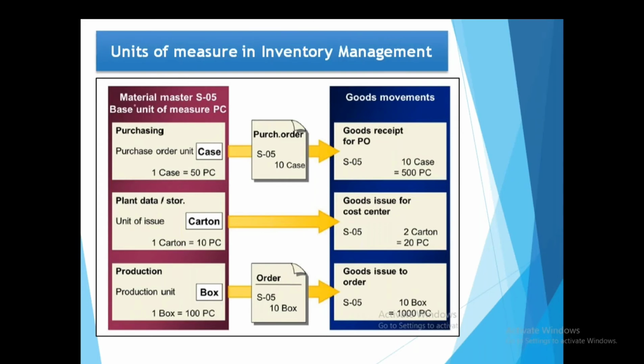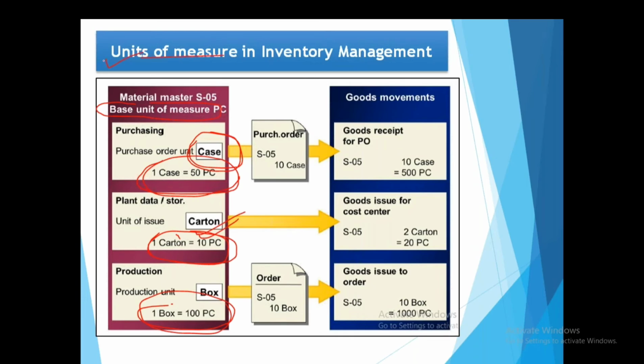You may have a base unit of measure, but when you are ordering, when you are doing purchasing, you can purchase in a different unit of measure. So that conversion factor we need to maintain. Along with that, you can have a different unit of measure for issue also. When you are issuing the material to production, you may issue in a different unit. That unit of measure and conversion factor you have to maintain. And even in production, when the production people are producing the product, they may have a different issue unit of measure.